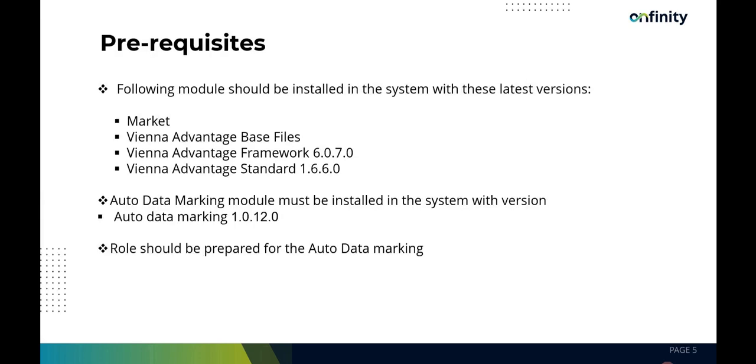Next, prerequisites. Before using this feature, there are a few system-level prerequisites that must be in place. Required modules such as the Vienna Advantage Framework, Vienna Advantage base files, and Vienna Advantage standard modules must be installed with the required minimum versions. Additionally, the auto data marking module needs to be installed, and a dedicated role should be assigned to users whose activity will be tracked. Only then does the data recording mechanism function correctly.